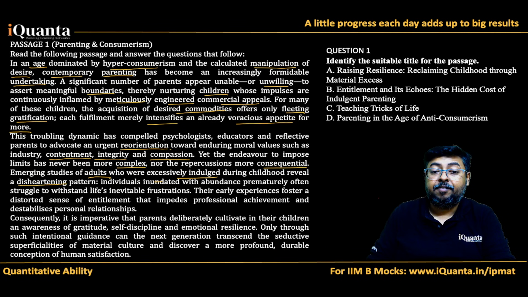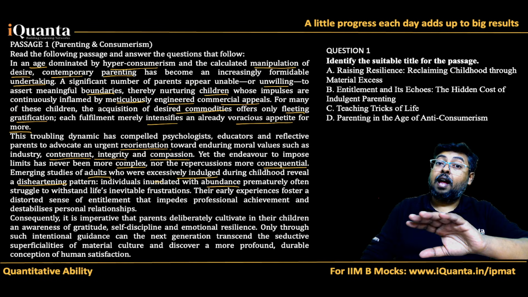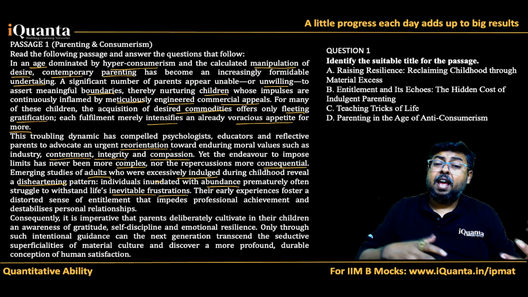जो individuals थे who got abundance prematurely, मतलब जब उनको उतना कुछ नहीं मिलना चाहिए था, when they were not supposed to be given that much, they were provided with, and that too in abundance, right? Often struggle to withstand life's inevitable frustration. और ultimately जब वो बड़े होते हैं, what happens? There would be plenty of frustration for them in the later stage when there is no one else to give it to them and they have to fend for themselves, right?